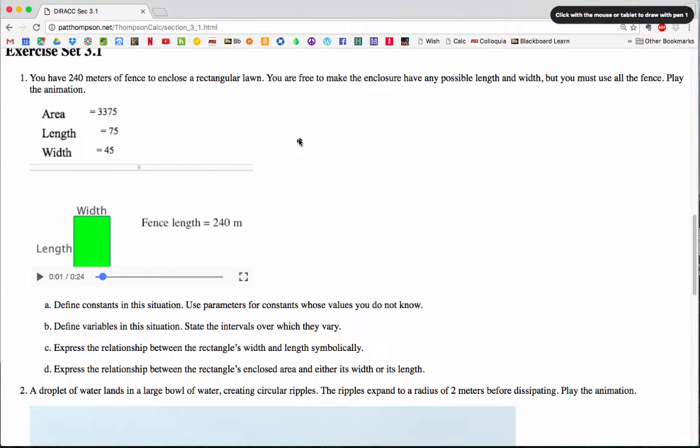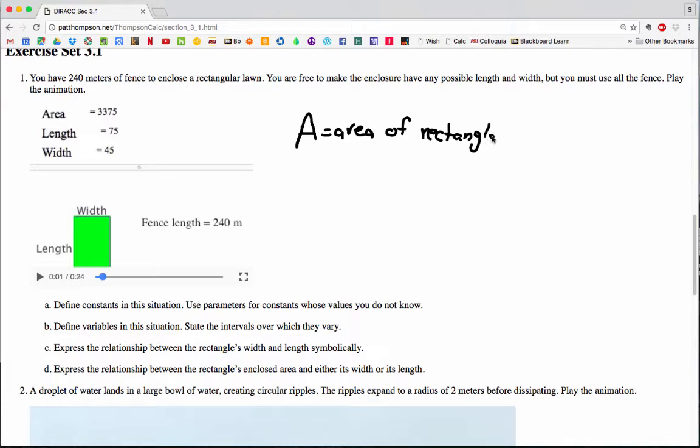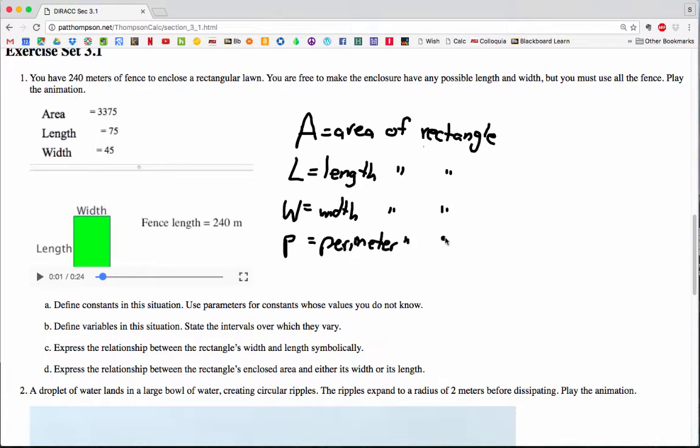Right here, if I were to define some letters, let's look at area of the rectangle. Let's look at L for the length of the rectangle, the width, and the perimeter. So which of these are parameters and which ones are variables? So I'll give you a second. You might want to pause.